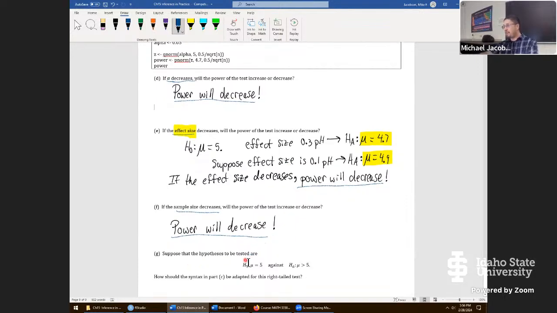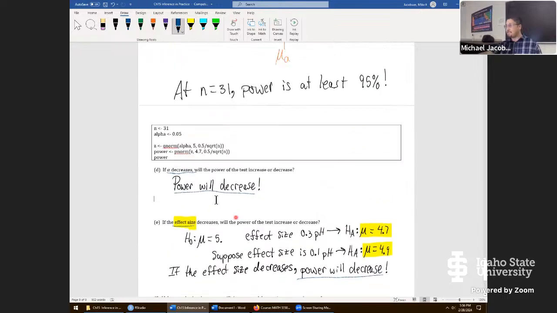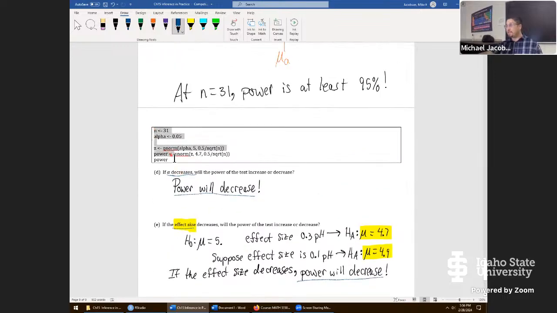It's asking, suppose the hypotheses that are to be tested look like this. The major feature is, this is now a right-tail test. We want to know, what should your syntax look like? Pretty much the whole purpose of part G is that your homework question is a right-tail test. And this is a very, very common question. How should we fix our syntax? So I figure we might as well make a real question out of it and fix it right here.